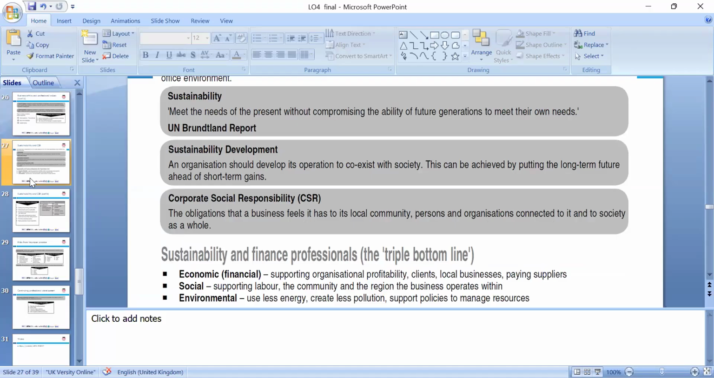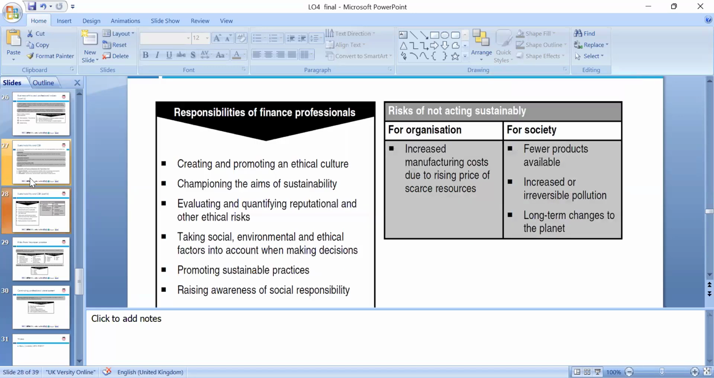So sustainability: meeting the needs of the current generation without compromising the needs of future generations. Always think about it from the business perspective: corporate social responsibility, sustainability, economics, supporting the organization, profit, clients, and local businesses, paying the suppliers. On the social side, we can look at supporting labor, community, local events, and environmental measures like cutting waste and a car sharing scheme in our organization.